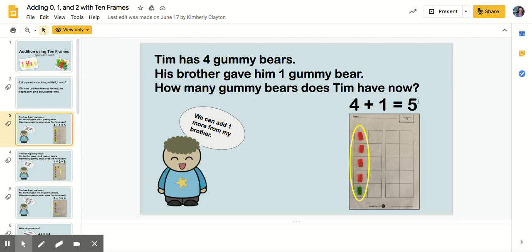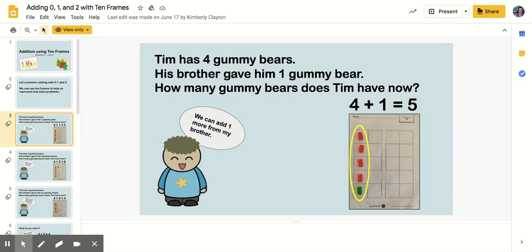And then here we see some numbers and our symbols that we talked about yesterday. We have 4 plus 1 equals 5. Now this addition sentence goes along with our word problem, and we also see it here in our 10 frame. We see that they put 4 red gummy bears and added 1 more gummy bear to equal 5.